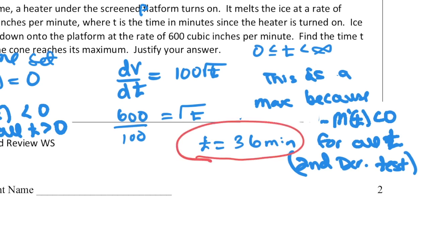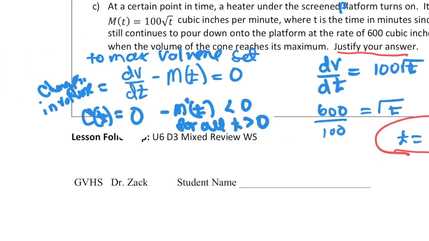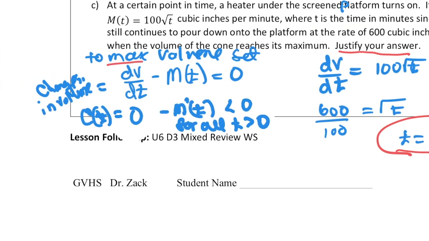Now the next part was actually the most challenging part. Justify your answer that this is a maximum. So when you justify your answer, think of your derivative equation as the change in volume. So if you were to find the second derivative of that, so I called this c of t, c prime of t would equal 0, remember dV/dt was constant, minus m prime of t.